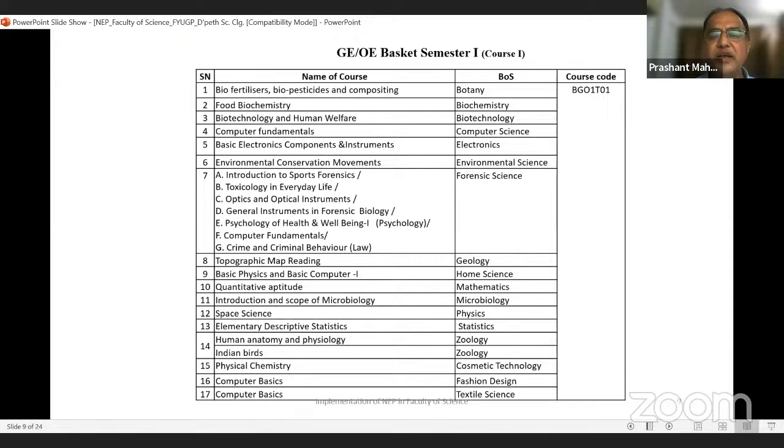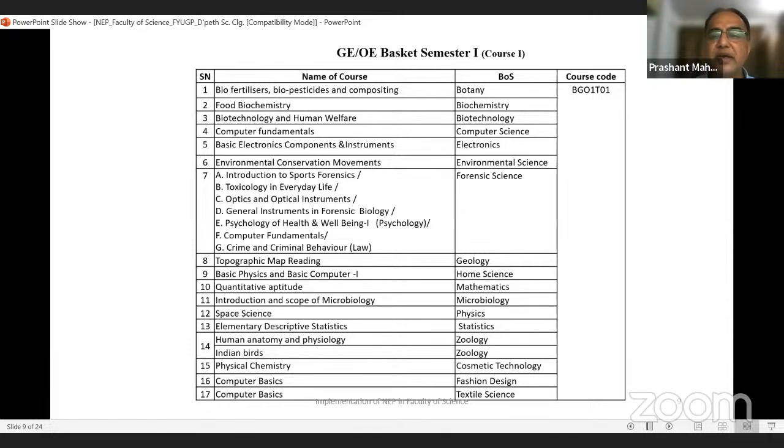Biofertilizers, biopesticides, and composting. Which Board of Studies is offering it? Botany. So if a student has taken major as botany, he will not be able to opt for this course, without bothering about the minor which he is going to take in the 3rd semester. In the first and second semester, he can take the open elective of the minor to be taken later, because he does not know, we do not know, and the university does not know which open elective he is taking. He is going to decide in the 3rd semester.